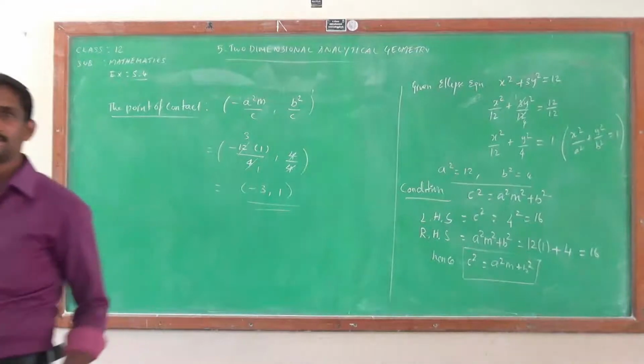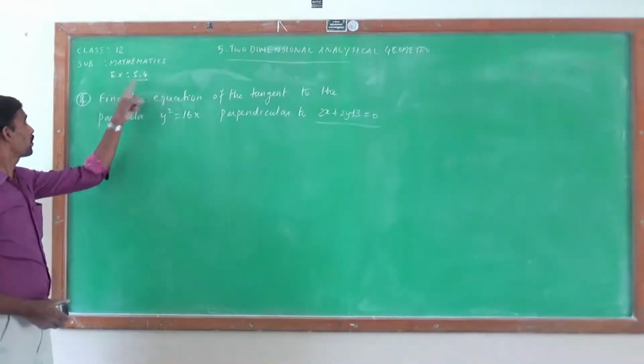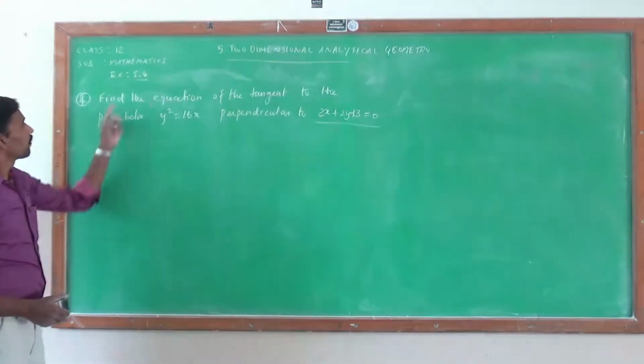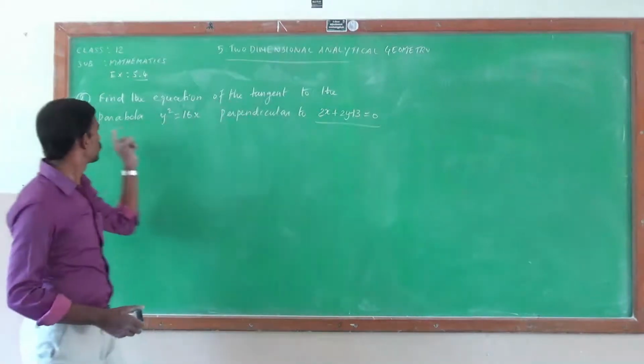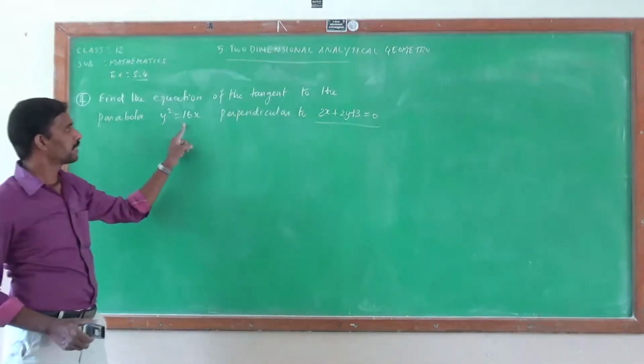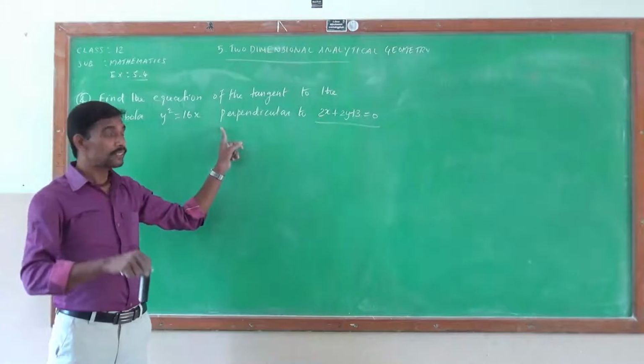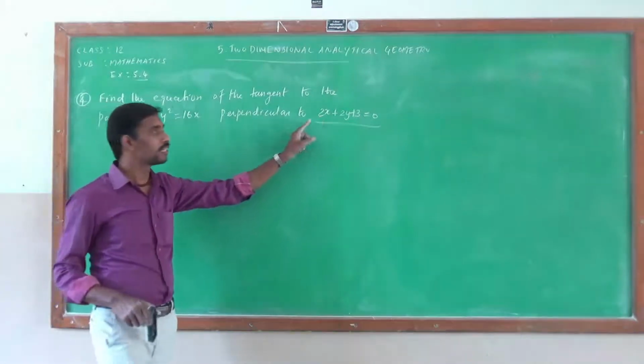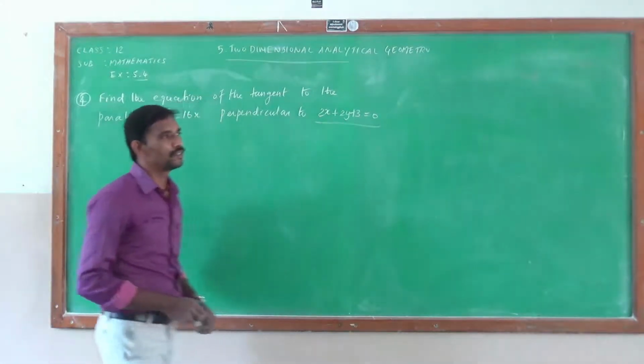Thank you guys. Hi students, this is exercise 5.4, question number 4. Find the equation of tangent to the parabola y square is equal to 16x and the tangent is perpendicular to 2x plus 2y plus 3 equal to 0.